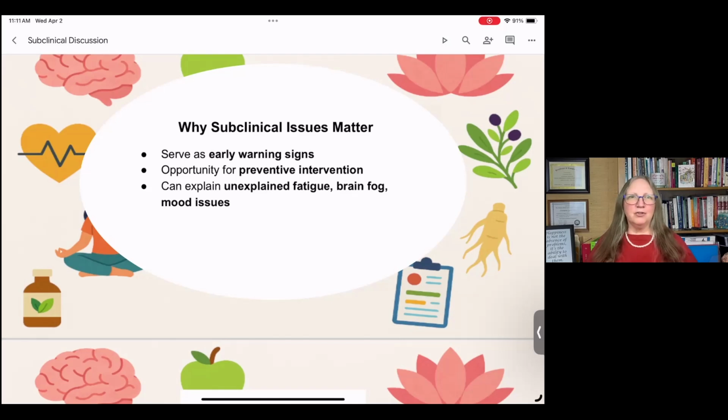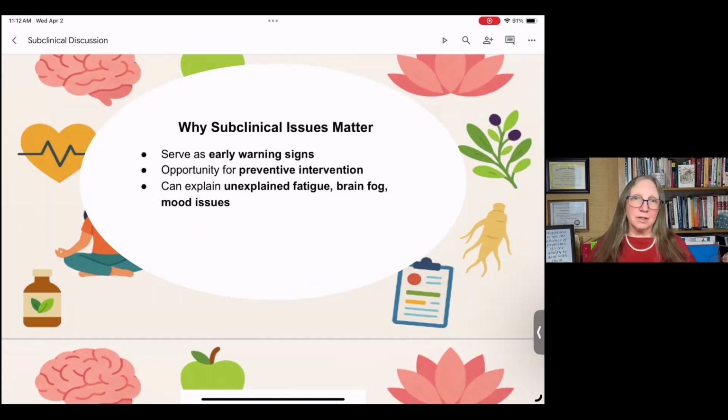If we can find those subclinical signs, listen to the early warning signs, listen to our body, we have an opportunity to prevent a disease. We can also explain things like unexplained fatigue, brain fog, and mood issues. These are really huge pieces that can be repaired before disease sets in. And these are symptoms of early or subclinical issues. And eventually they become disease.